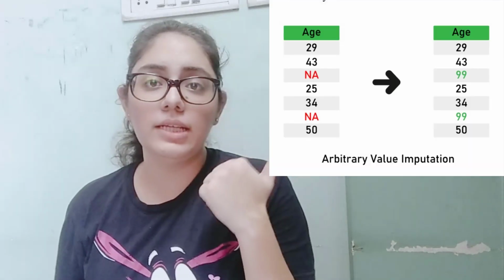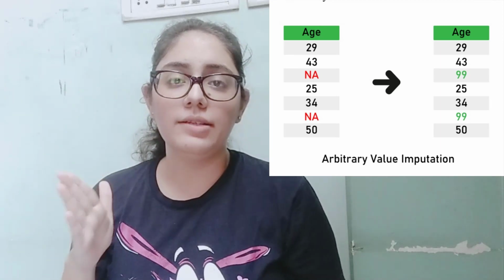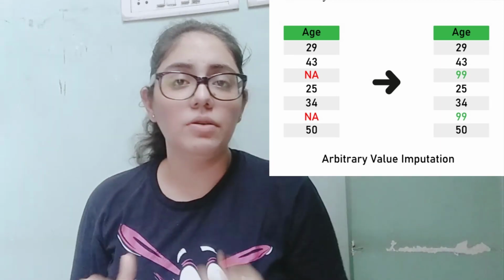Now we'll look into an example. As you can see on the screen here, you'll see how there were missing values in our data set, and when we applied an algorithm, they got replaced by some values over here. So in this way it works.